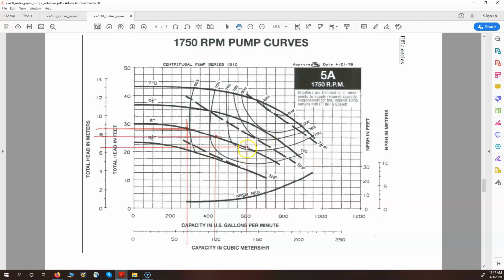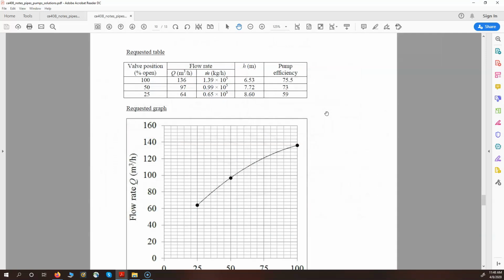So for example, at this operating point, the efficiency is between 75 and 78%, following this curve and this curve, a little closer to 75%. For this operating point, I'm between the curves for 70 and 75%, and for this operating point, I'm actually slightly below 60% going by this curve. So just kind of eyeballing or interpolating by eye between those curves, this is where I got the pump efficiencies at those three operating conditions.